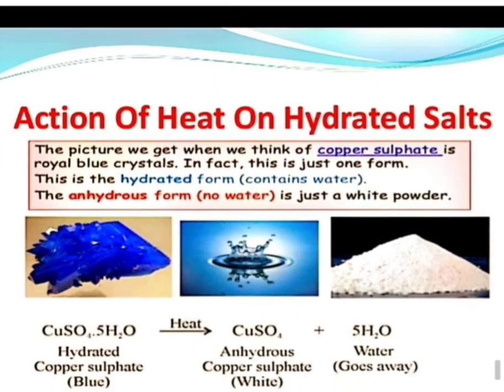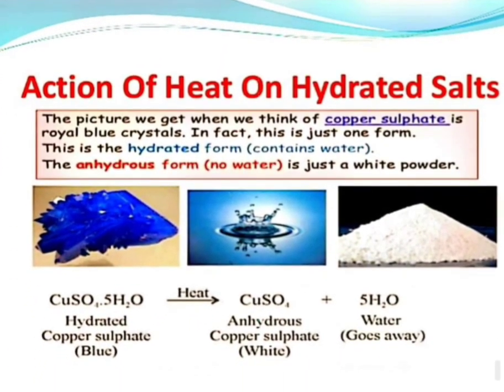Now what is the action of heat on hydrated salt? If we take the example of copper sulfate pentahydrate, CuSO4.5H2O, this is blue in color. On heating it becomes white due to the loss of water molecules. So the picture we get when we think of copper sulfate is royal blue crystals. In fact, this is just one form. This is the hydrated form that contains water. The anhydrous form, that is with no water, is just a white powder. So you can see the color.